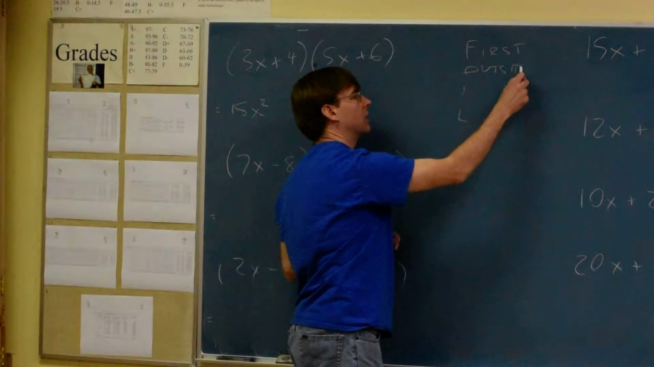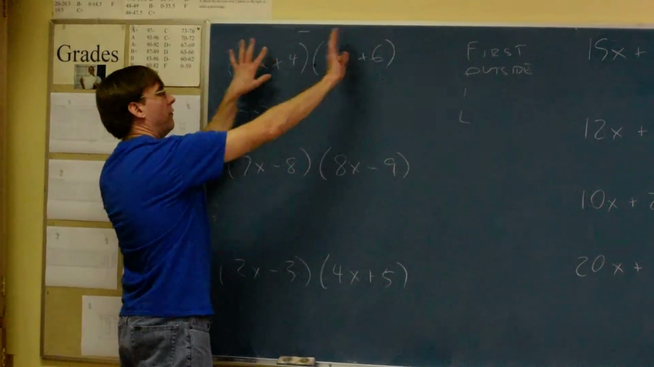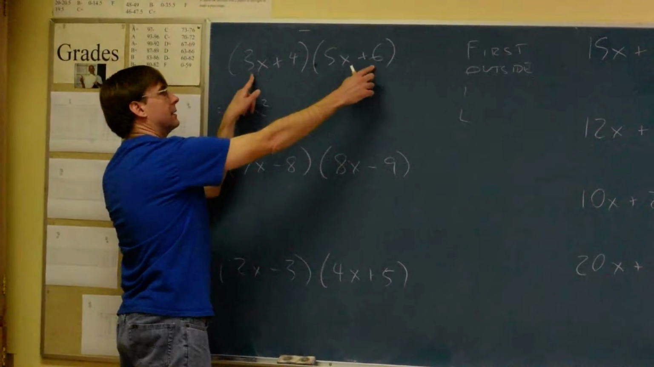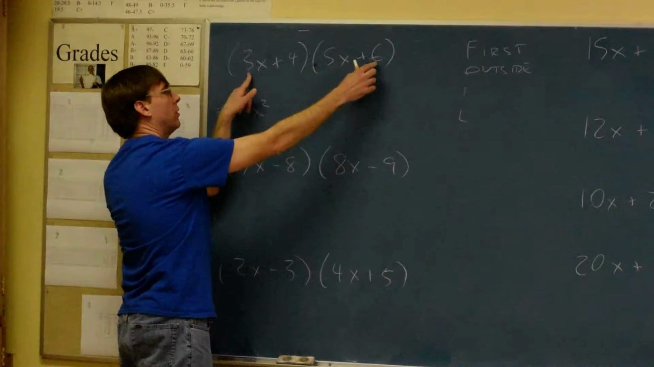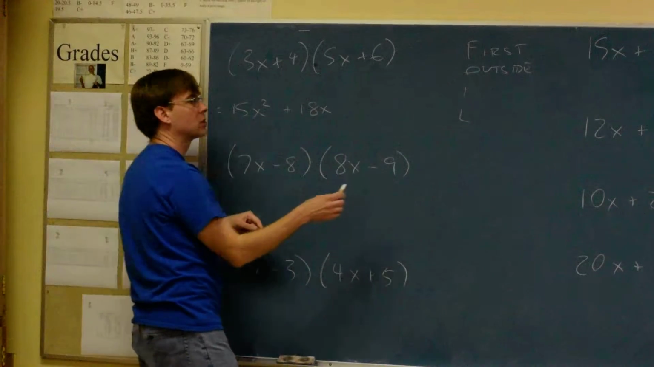The O stands for the outsides. On the outsides of this problem are the 3x and the 6. I would multiply those two. 3 times 6 is 18, but there's nothing to change the x.